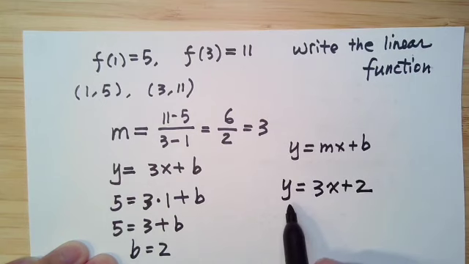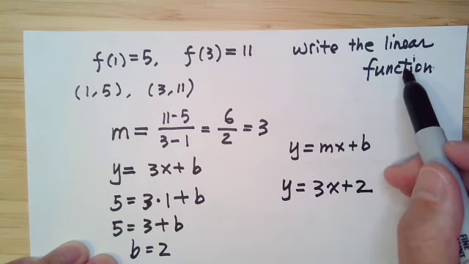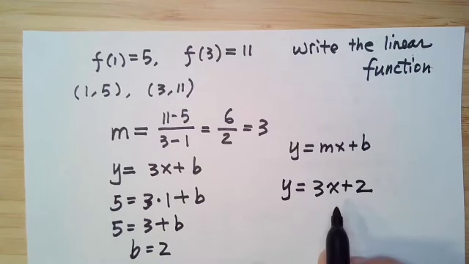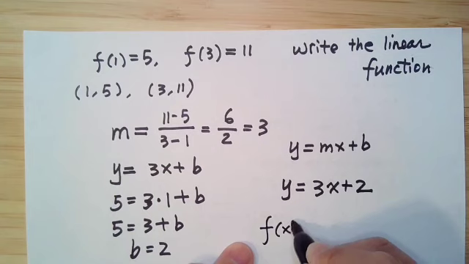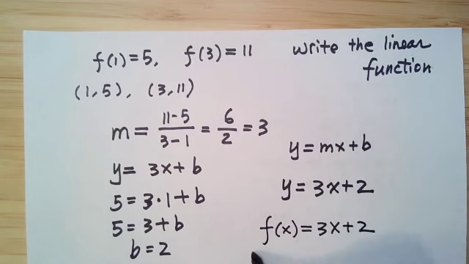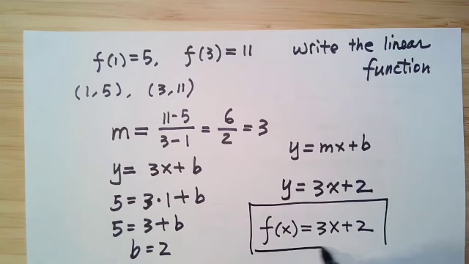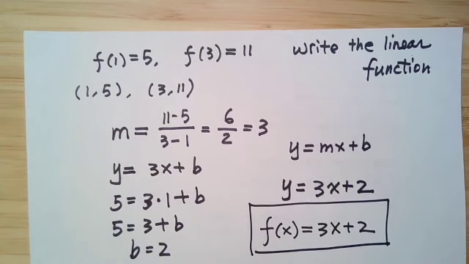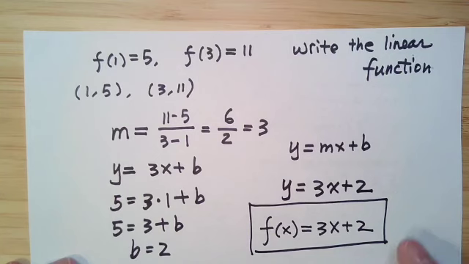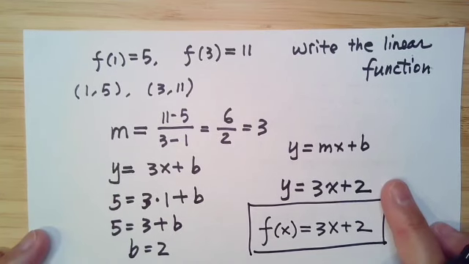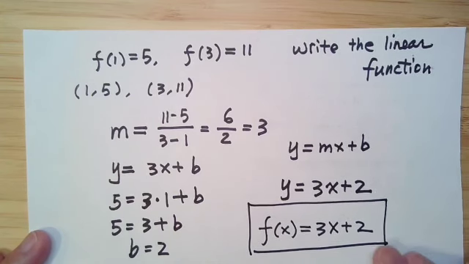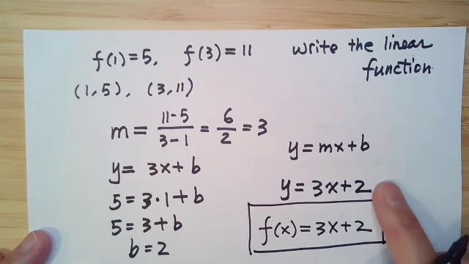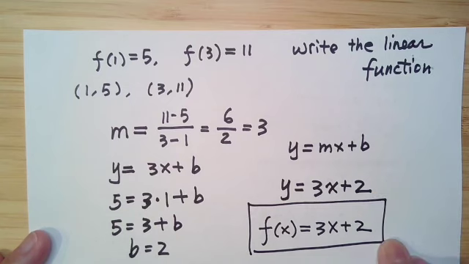This is y, but I asked you to write the linear function. This is a linear equation. If I ask you to write the linear function, you should write f of x equals 3x plus 2. This is your answer. This is slightly different from the equation. If you're asked to write the linear equation, it's this; if asked to write the linear function, this should be the answer. They're pretty much the same thing.